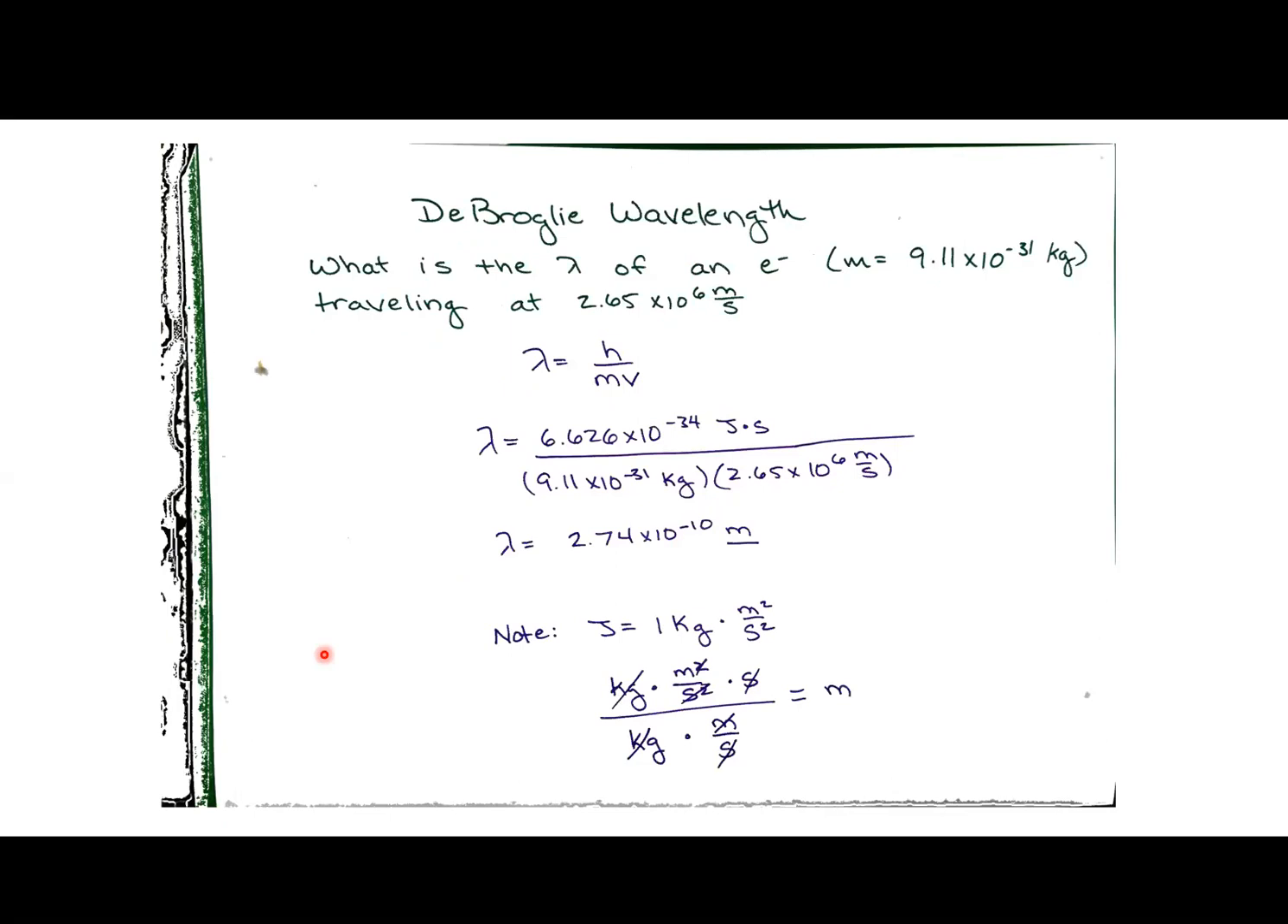One other thing I'd like to point out is that a joule is a kilogram times meters per second squared. And so, again, take it on faith that with the units that are on this side of the equation, we do end up with units of meters on this side of the equation. So here, I've got joules, kilograms, and meters per second. On this end, we just end up with meters. And that's because of this relationship.